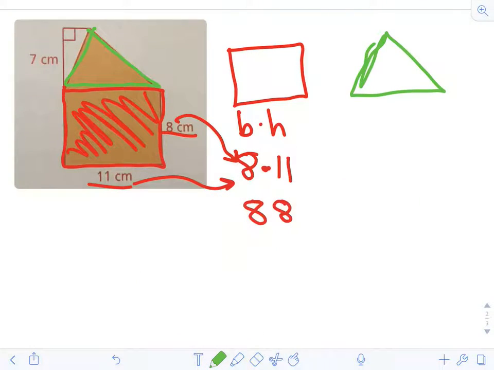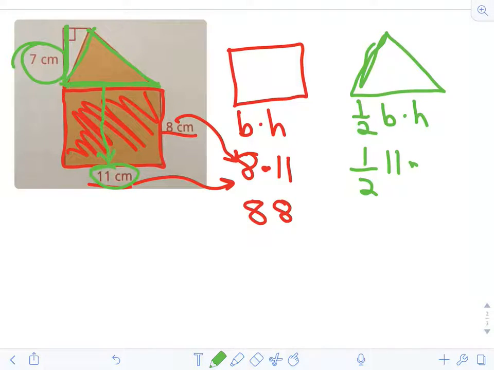Now let's take a look at the green triangle. The equation for the area of a triangle is 1/2 base times height. This one's a little trickier. There's no number right here, but if we look down, we see our number. So it's 1/2 times 11, then the height is outside the triangle this time, 7.